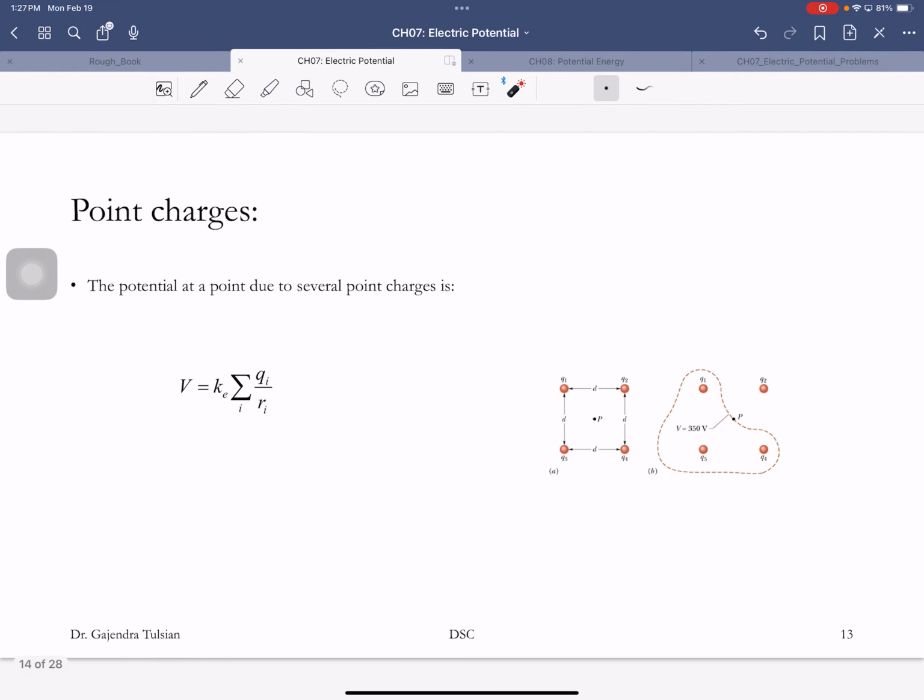All right, so if you have a bunch of charges, you can find the electric potential at any point. You just sum the potential. If you want to find the electric potential at this point, you find the electric potential due to this charge, this one, this one, and this one. Since they're scalars, just numbers, you just add them up. Okay?